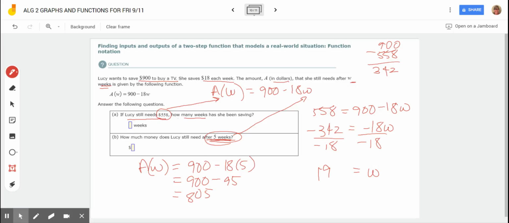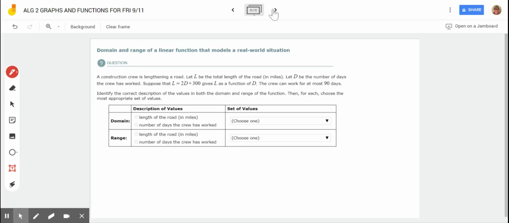Is that right? Why am I having trouble? Okay, yes, that's correct. So she would still need $805. These ones aren't so bad, right? Sometimes the hardest part is coming up with the equation. When they give you the equation, you're like, woot, I'm in a good situation here.